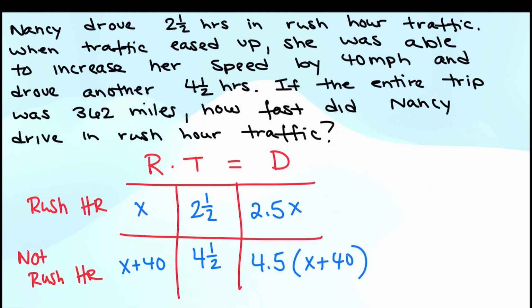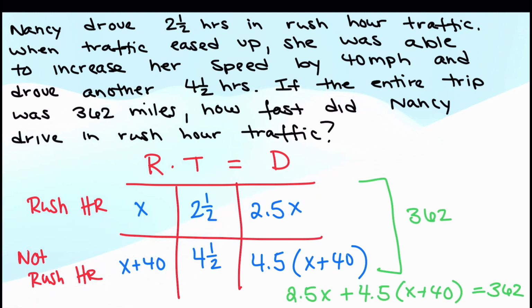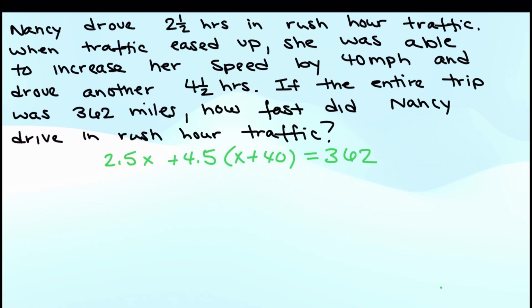Now we still have to get an equation, and there's one piece of information we haven't used yet. We know that the entire trip, the total distance traveled was 362 miles. So that means if I take both distances, 2.5x and 4.5 times x plus 40, and I add those distances together, they have to equal 362. That's my total distance. And there's my equation. So let me rewrite this where I have a little bit more room. So there's my equation, 2.5x plus 4.5 times x plus 40 equals 362.